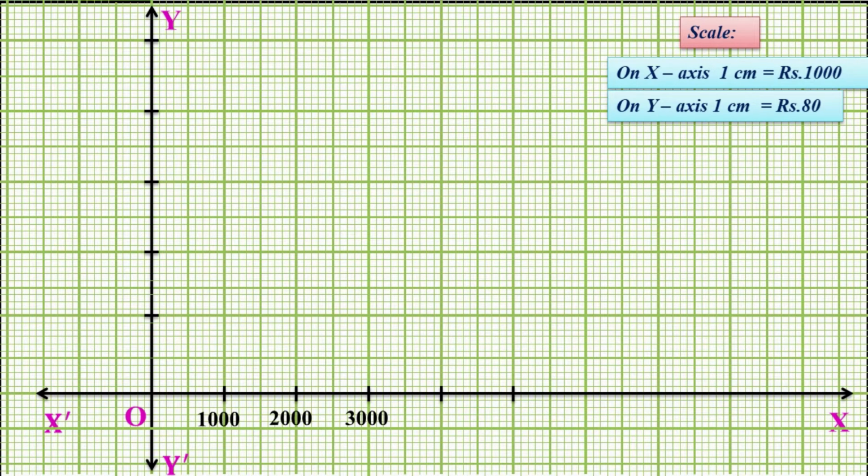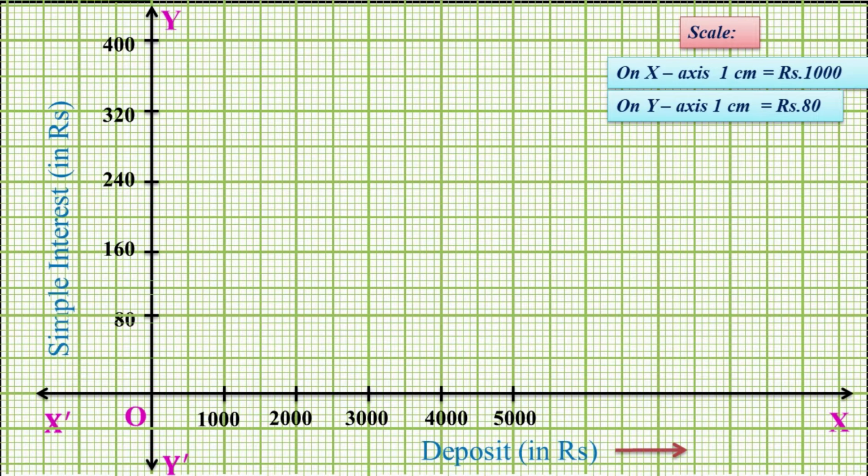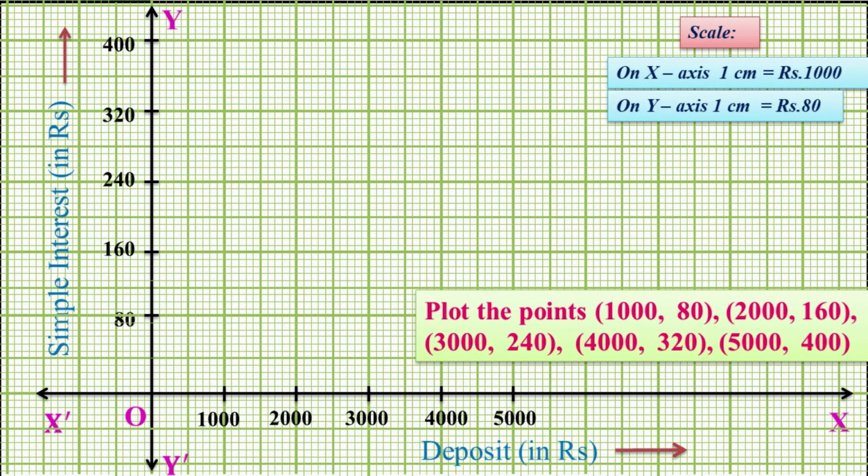Mark the points 1000, 2000, 3000, 4000, 5000 on the x-axis. Next, mark the points 80, 160, 240, 320, 400 on the y-axis. Now starting, plot the points.